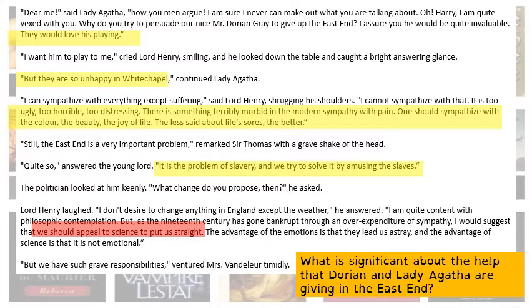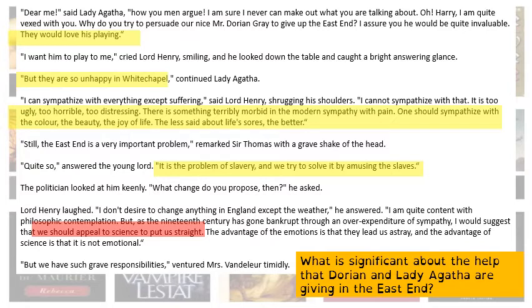We then get some of Lord Henry's words. The idea of suffering is too ugly, too horrible, too distressing. There's something terribly morbid in the modern sympathy with pain. And Lord Henry here is showing his aesthetic point of view. One should sympathise with the colour, the beauty, the joy of life. The less said about life's sores, the better. And that takes us into this idea of aestheticism, that things should be judged on their ability to be beautiful, not on any sort of moral grounds or grounds of usefulness.